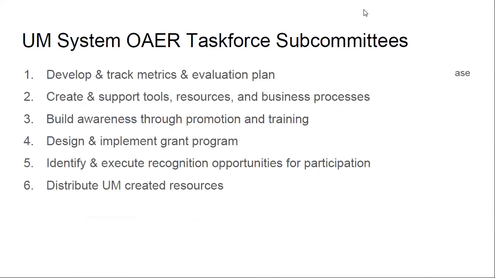And we had several subcommittees, and this gives you an idea of what we thought were the important things we needed to do right away to be able to measure and to do something with this idea. So we wanted to get our metrics in order right away. So we're developing a metrics plan. We're creating the resources and business processes and workflows necessary to utilize OERs that exist, adopting and adapting ones that exist, or create new. We're building awareness through promotion of the program and doing trainings. We're designing and implementing a grant program.